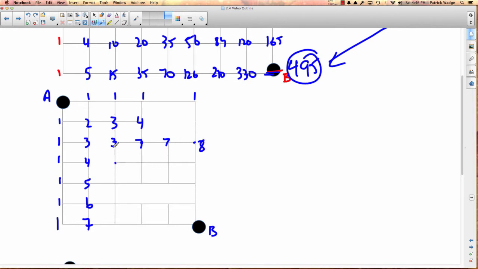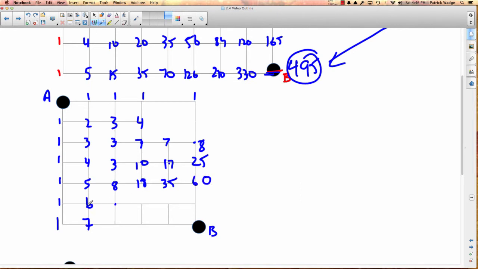How many ways to get here? There's only one way to come from the 3. How many ways to get here? 3 and 7, 10. There's 2 ways to get here. 10 and 7, 17, 17 and 8, 25. How many ways to get here? 2 from the 5 or the 3, so 8. 8 and 10 is 18, 18 and 17 is 35, and 35 and 25 is 60.